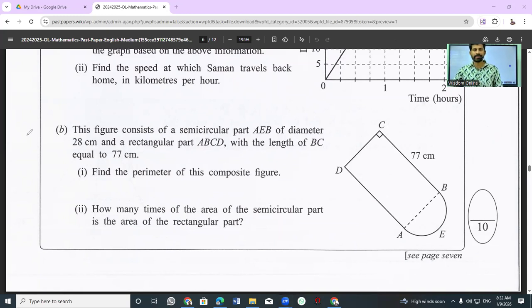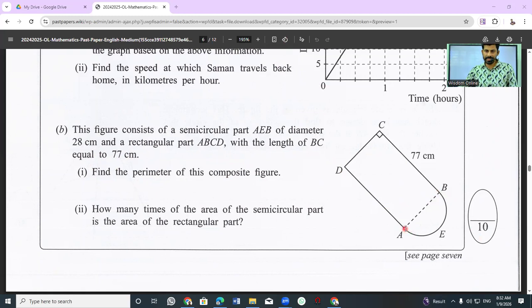2024 2025 O level. This figure consists of a semicircular part AEB of diameter 28 centimeter and rectangular part ABCD with the length BC equal to 77 centimeter. Find the perimeter of this composite figure.